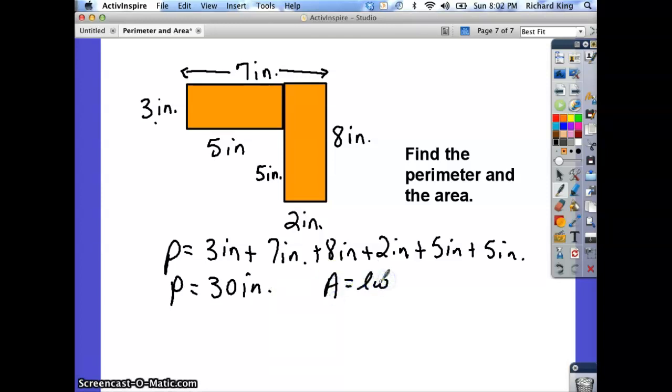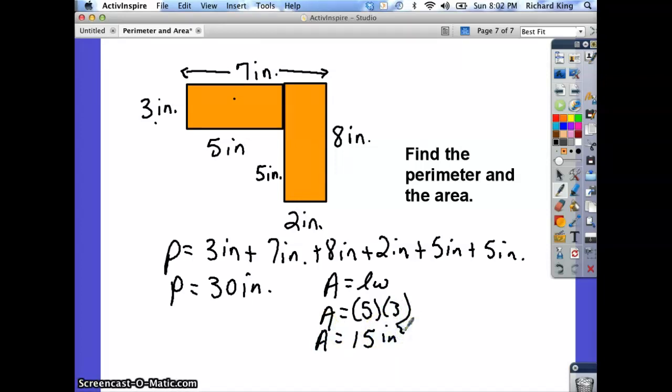So to find our first one, we'll do this one here. So again, the length of this rectangle is 5 inches and the width is 3 inches. So we'll go area equals 5 times 3. So the area equals 15 inches squared of that one rectangle.